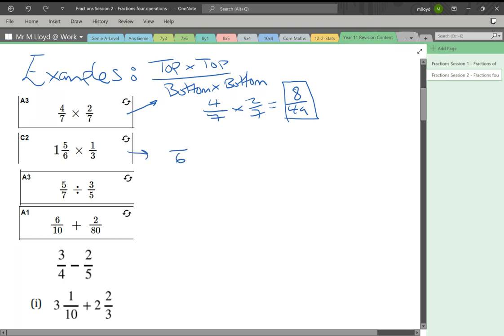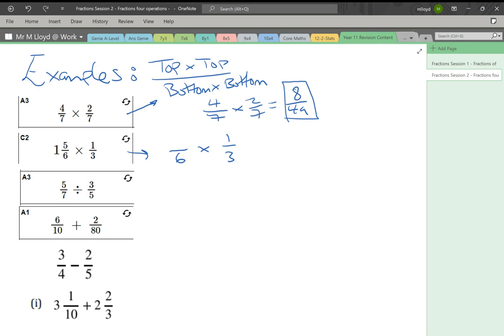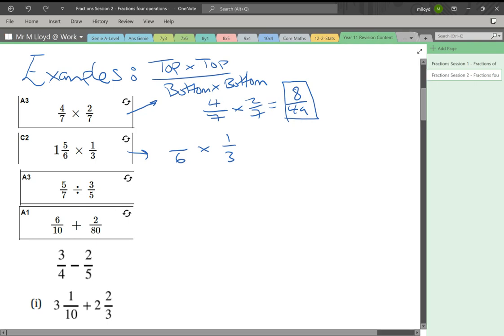Now, in order to multiply fractions, we need to make sure that we have a fraction or an improper fraction, so a top heavy one. I'm assuming that we're okay with converting our mixed numbers and our improper fractions. If we're not, please do revise that because it's a very important skill.